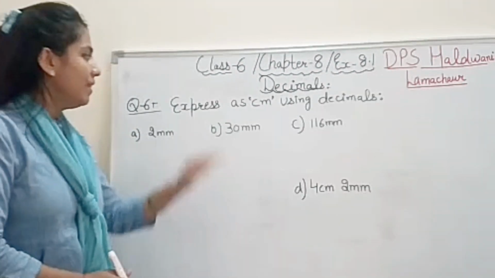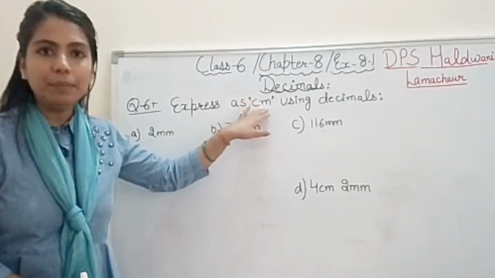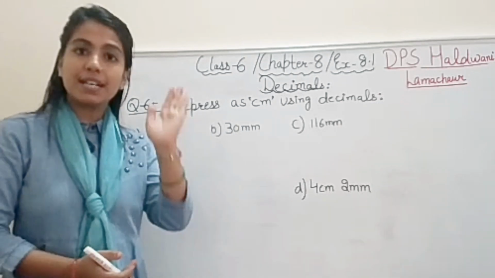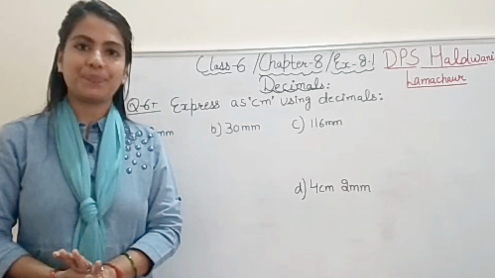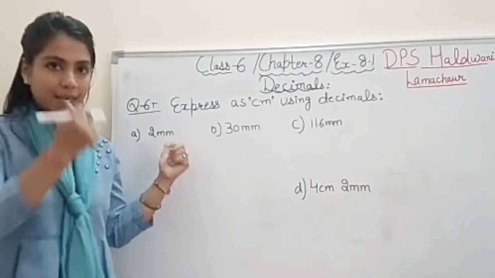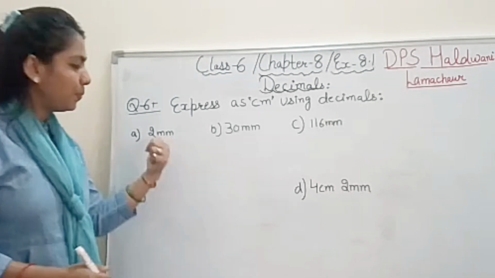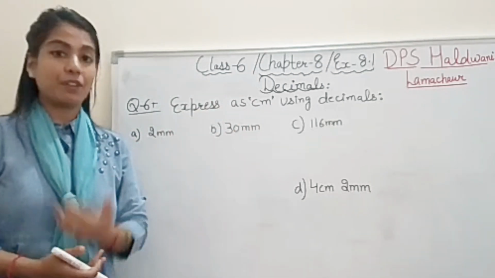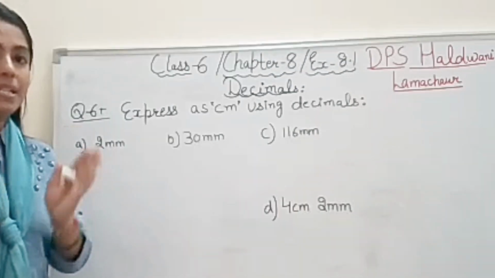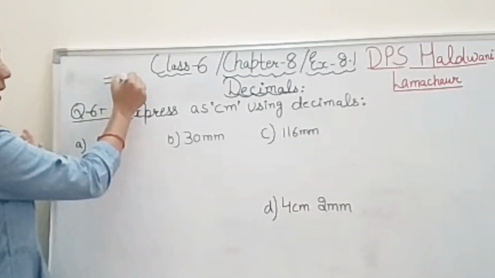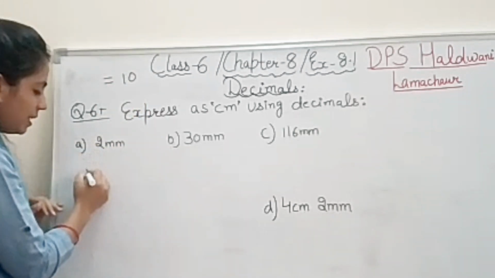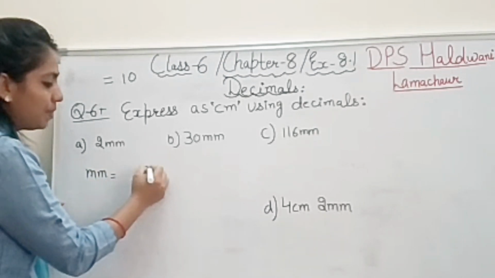Question number 6 we have express as centimeter using decimals. Basically the question is convert into centimeter. Right, student? Now the A part we have 2 millimeter. Millimeter. What is the relation between millimeter and centimeter? Formula you should know first of all. Milli means 10, student. So it means there is a relation of 10. Got it? Now see the question. You are asking millimeter and convert into centimeter.